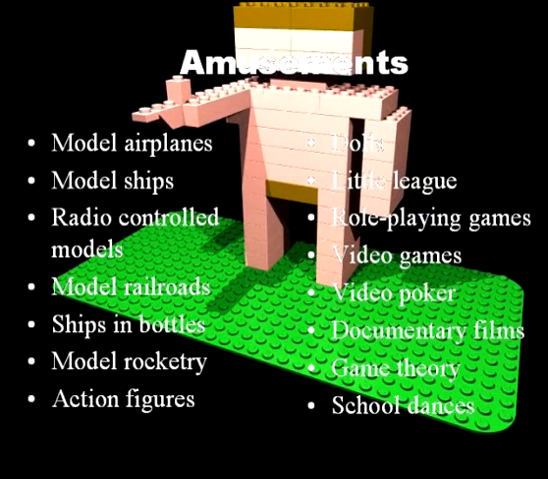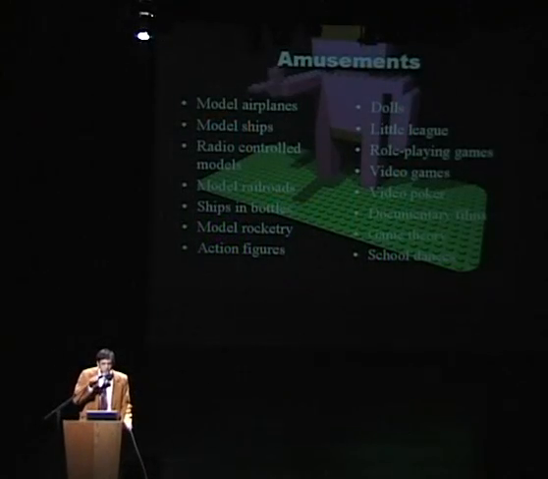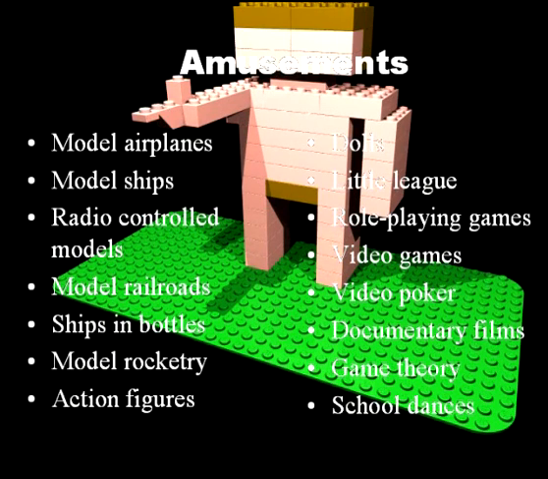The next category of models that I want to quickly move through are games or toys that I'm going to put under this rubric amusements. And those include popular models that you've probably all experienced and played with in your life, like model airplanes, model ships, radio-controlled models, model railroads, ships in bottles, model rocketry, action figures, which are sort of dolls, but that's the term that you use when you sell them to boys. And then of course there are dolls, and there's Little League, which we'll talk about later, which is a model of Big League, I guess. That's one way of thinking about it. Role-playing games, video games, video poker, documentary films, game theory, and school dances.